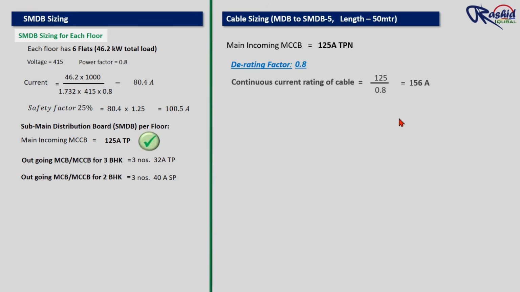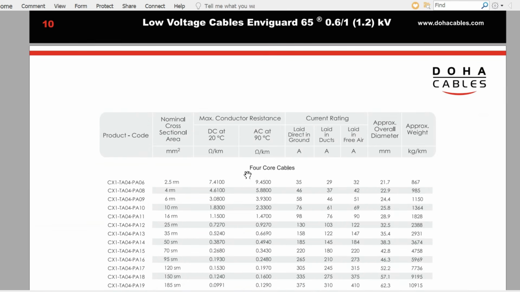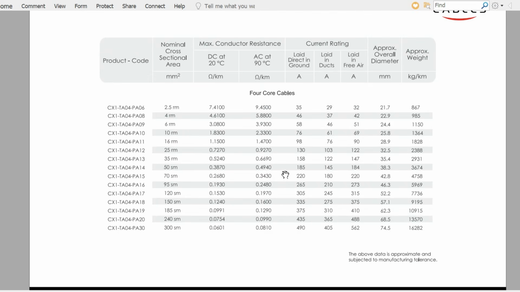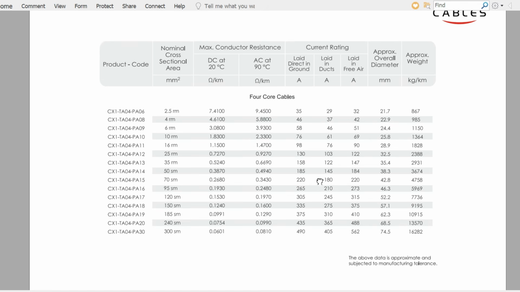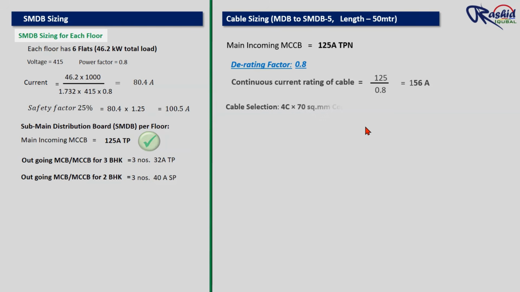So let me refer to the cable catalog. Here in this page, 4-core copper cable. Yeah, here we can see 4-core copper XLPE cable. The current carrying capacity of this 4-core 70 mm square cable is 180 ampere. Actually, we have to lay this cable inside the duct. So this size of cable is sufficient for the continuous current rating of 156 ampere.